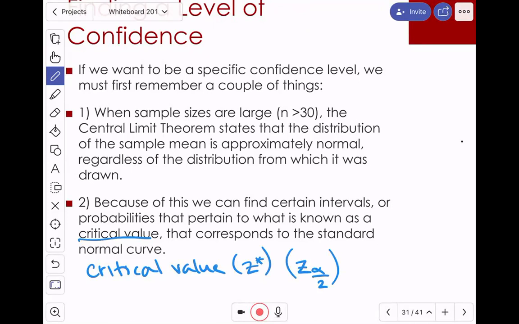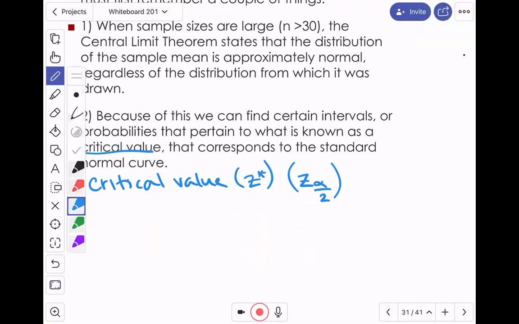Z sub half alpha is also what we call a critical value. I use Z star. Some books, some people use Z sub half alpha. And this is the Greek letter alpha right here. You're taking half of it, and it's written as a subscript. So that's why it's called Z sub half alpha. Now, this critical value is a right-hand z-score that sits at the very edge of the confidence interval.